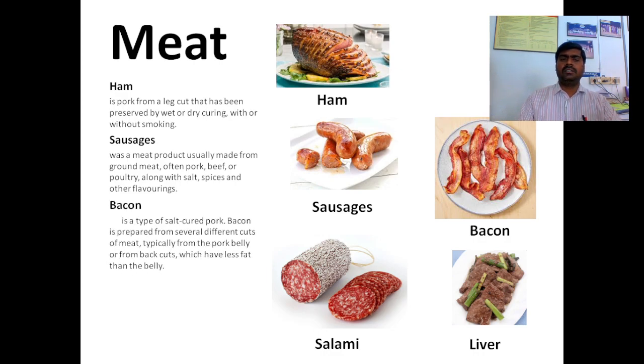Bacon is a type of salt cured pork. Bacon is prepared from several different cuts of meat, typically from the pork belly or from back cuts, which have less fat than the belly. Salami is a type of cured sausage consisting of fermented and air-dried meat, typically pork. Liver and chutney.